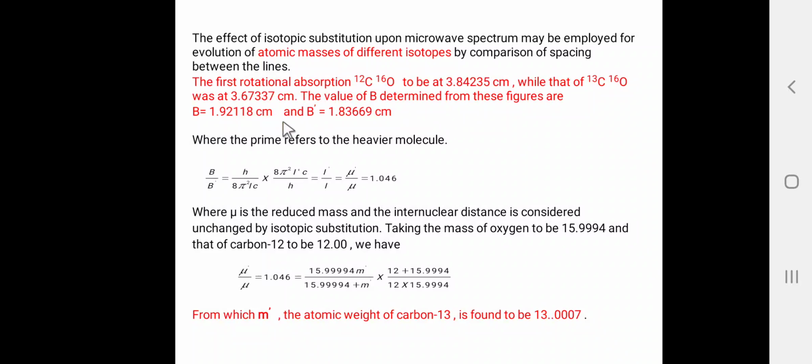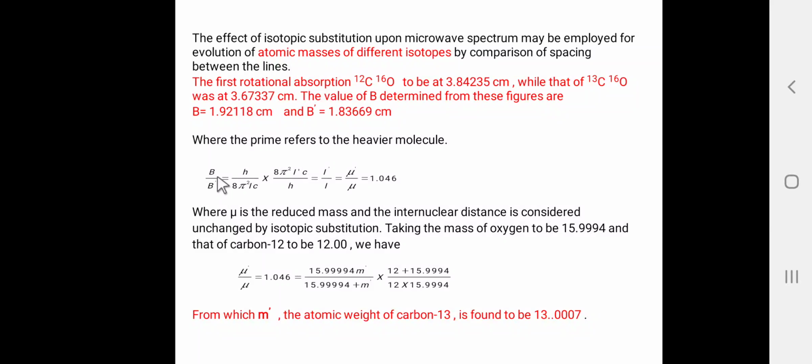When we compare these two values, we observe that the value of B dash is less than the value of B. So after substituting the isotope of that atom, there is a decrease in the value of the rotational constant, where the prime refers to the heavier molecule. So B dash, or B prime, can be referred to the heavier molecule. So B upon B dash is equal to... Again, we know that the value of B is h upon 8 pi square I c.